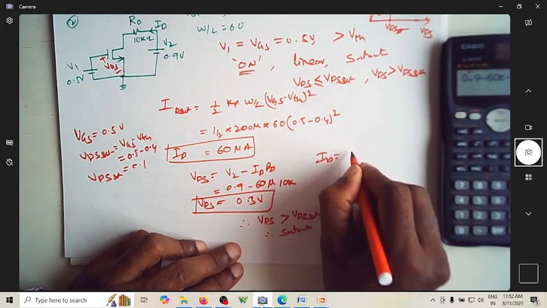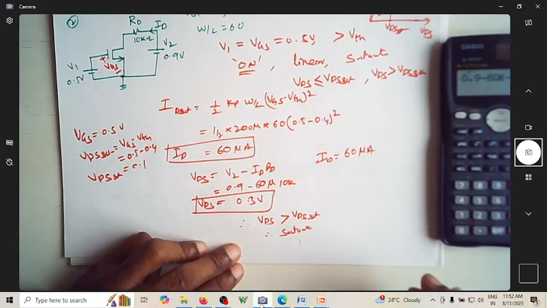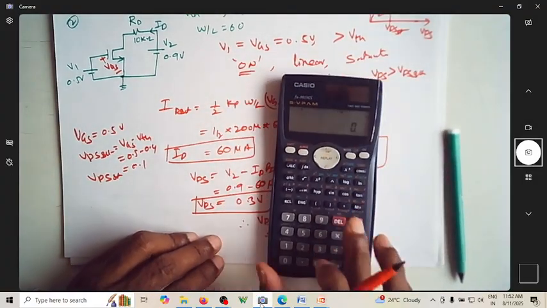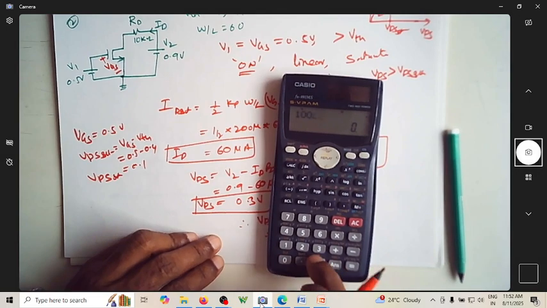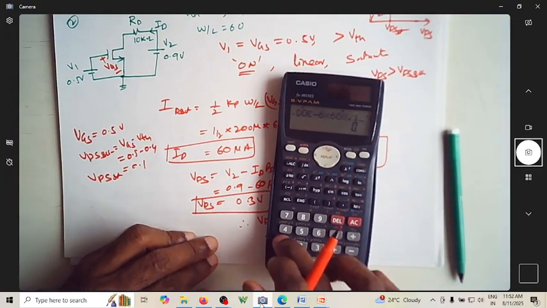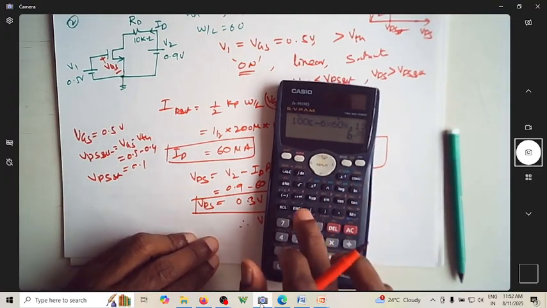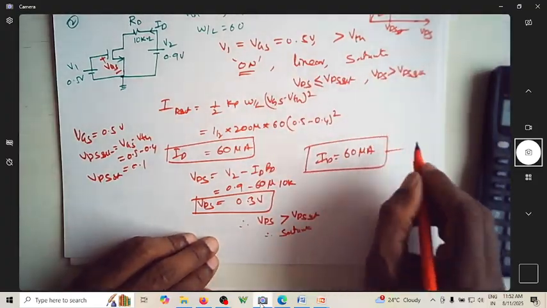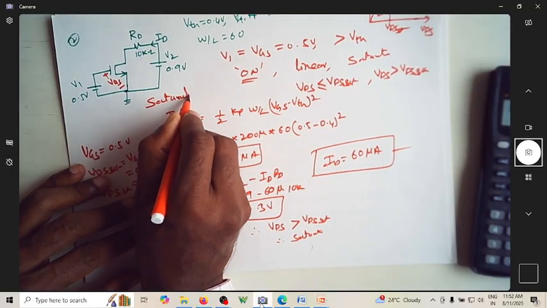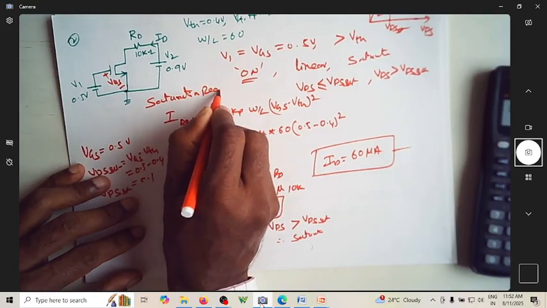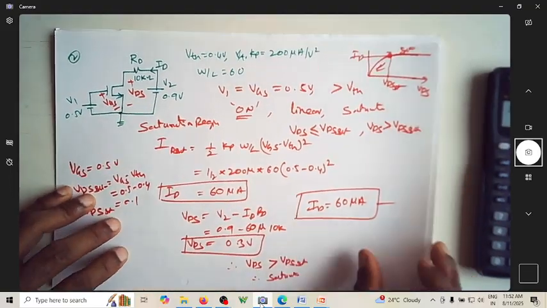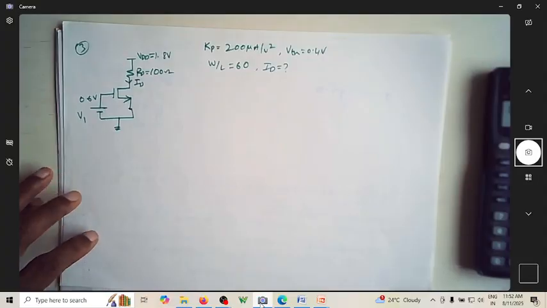And the ID is equal to 60 microampere. Correct? So this is ID. Let me just again find it. It is 100 exponential minus 6 into 60 is W/L into 0.1 whole square. So it is 60 microampere. So this is correct. So this is also in saturation region, because VDS is less than VDS. Let me proceed to next.